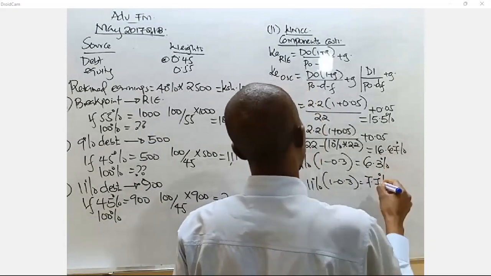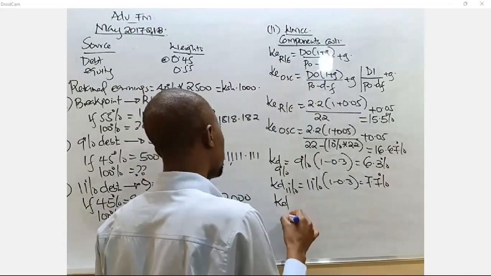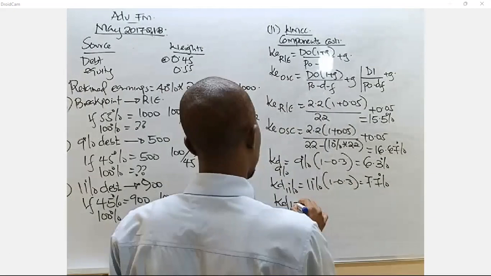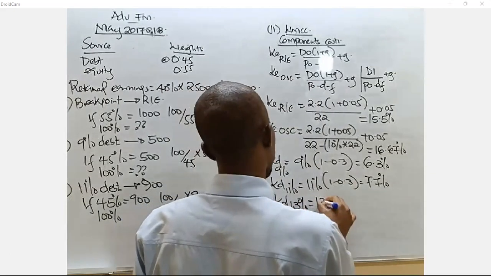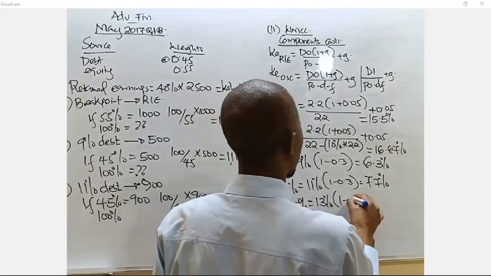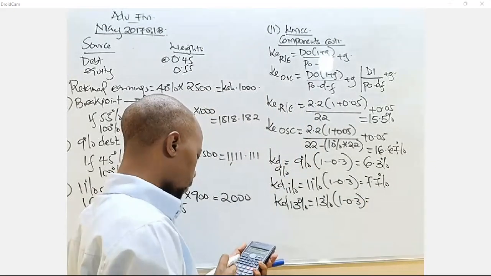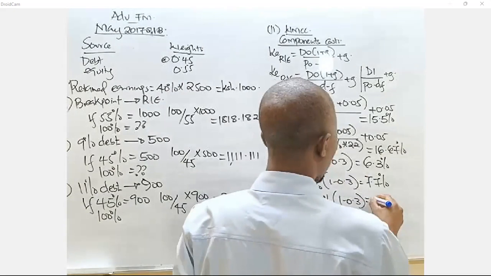Then you have KD of 13%. Then you adjust for taxes, getting 13 times 0.7, which is 9.1%.